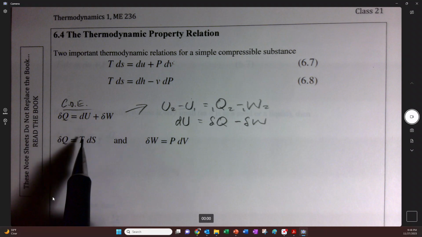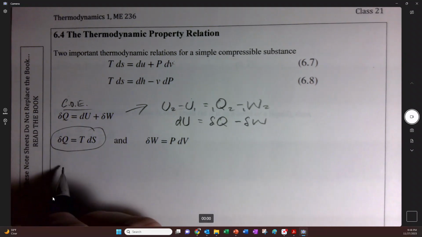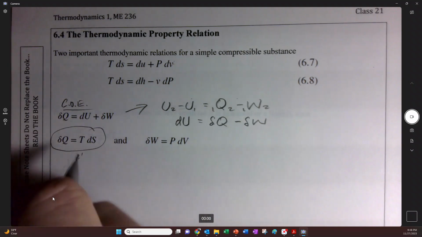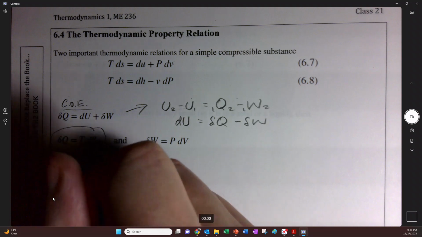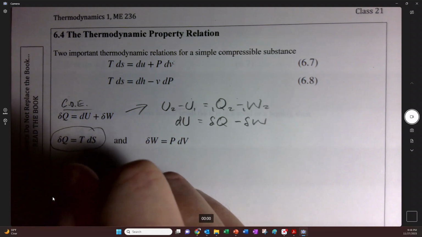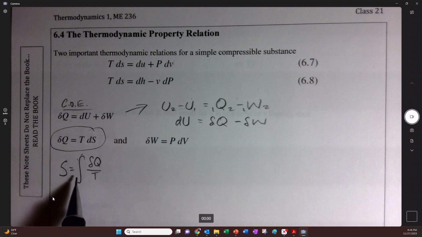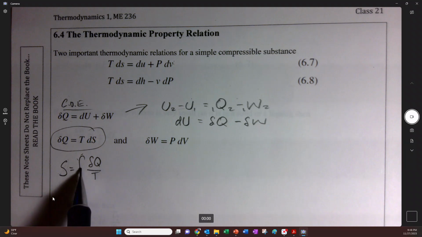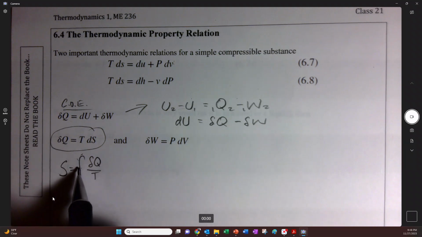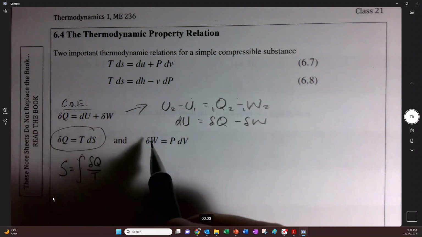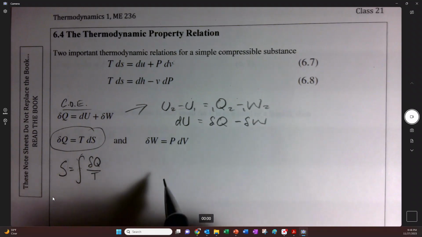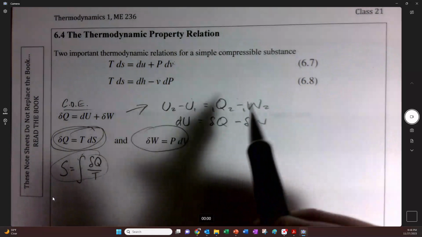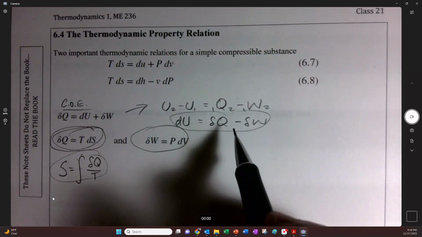So first, let's take this known thing. Remember that we had, as a definition of entropy, the integral of del Q over T. We're just flipping this around and making that a differential instead of integrating. We're not talking about a cycle right here, just the definition of entropy. We also have the definition of work, so we can replace with these two things back up into this equation.